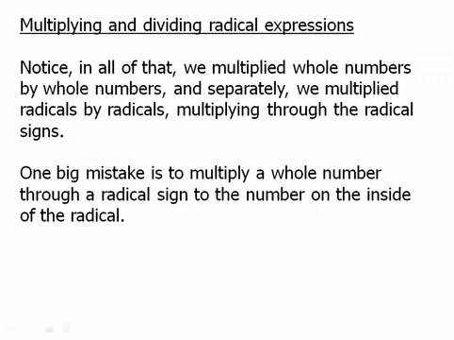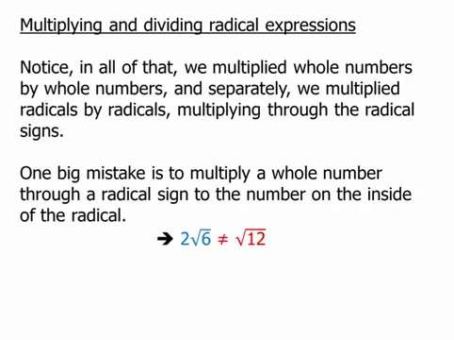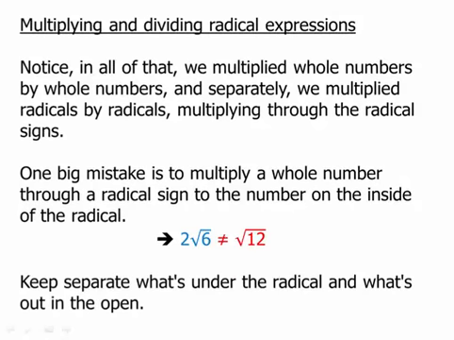One big mistake is to multiply a whole number through a radical sign to the number on the inside of the radical. So, for example, if we had 2 root 6, to multiply that to get root 12. Again, this is the type of mistake it's very easy to make if you're under pressure. So it's very important to pay attention to this. The big idea here is keep separate what's under the radical and what's out in the open. As long as you keep those two separate, you'll be fine.